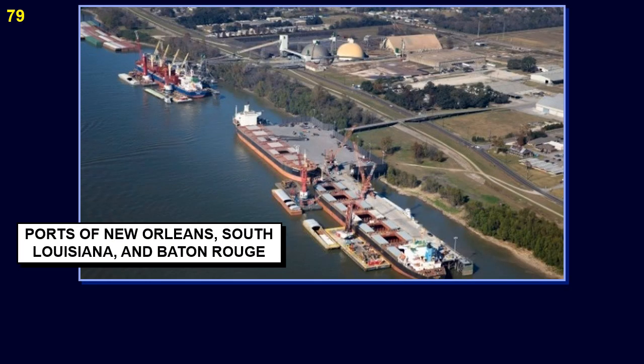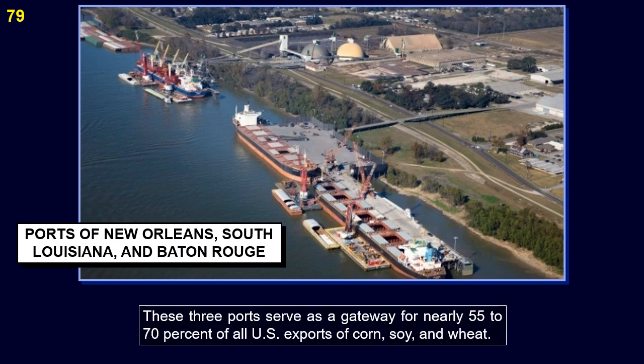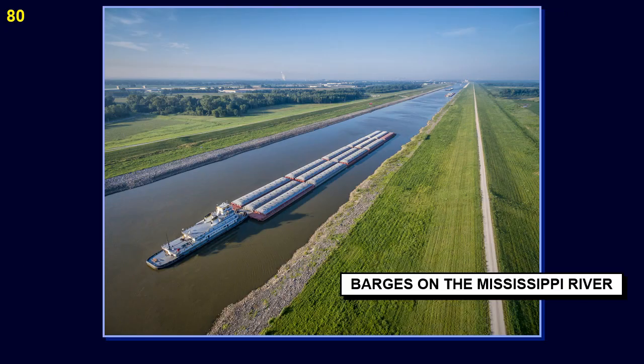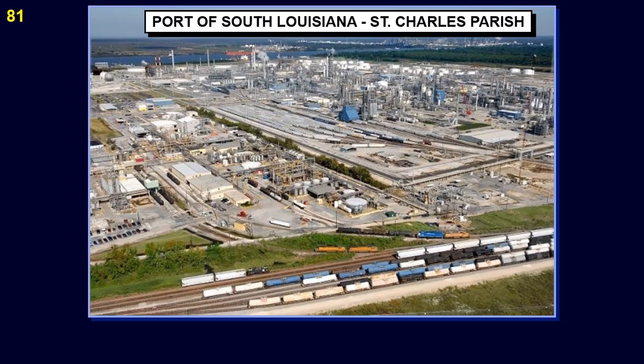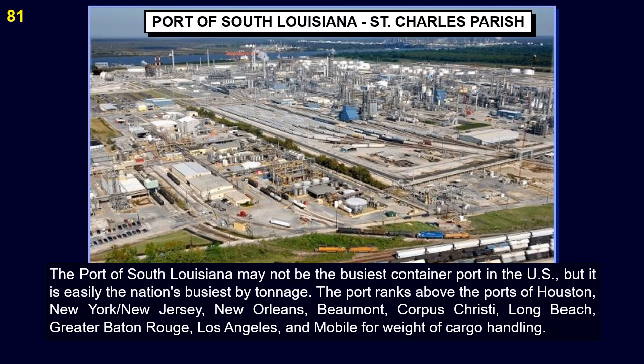These three ports serve as a gateway for nearly 55-70% of all U.S. exports of corn, soy, and wheat. Barges carry grain shipments from the Midwest to the ports for storage and export, handling 60% of all raw grain exports. The port of South Louisiana may not be the busiest container port in the U.S., but it is easily the nation's busiest by tonnage.